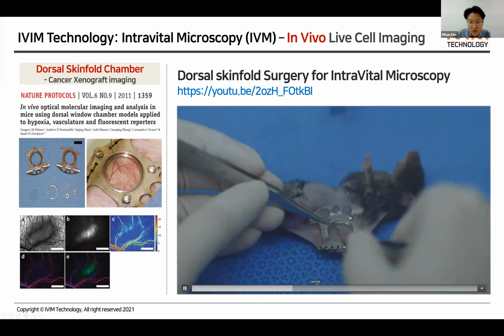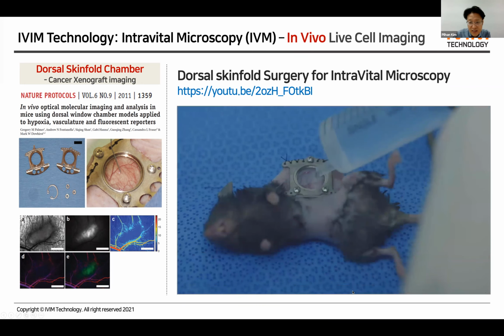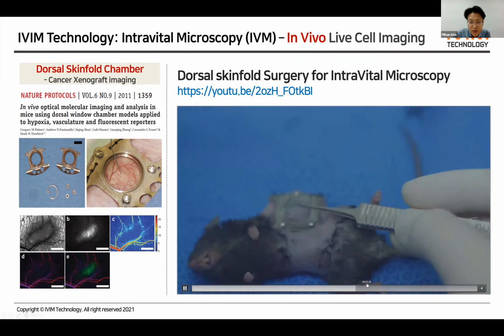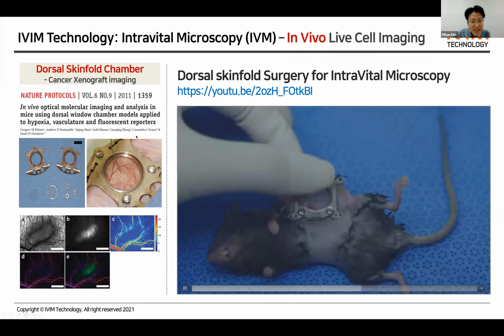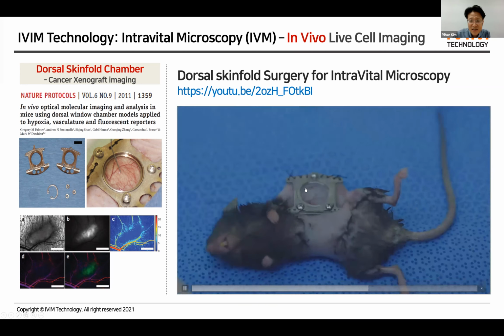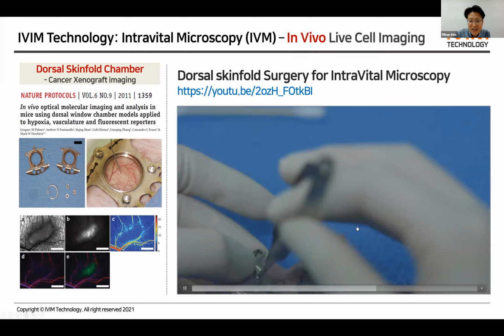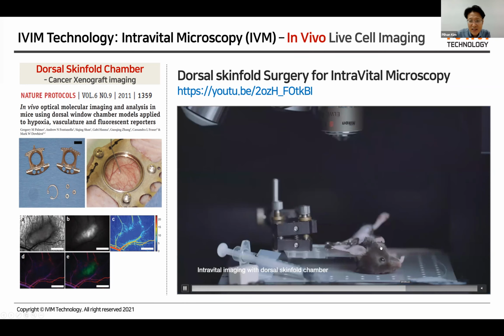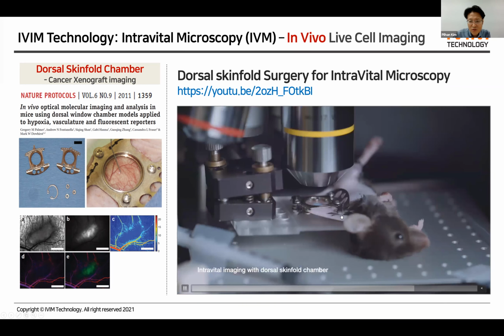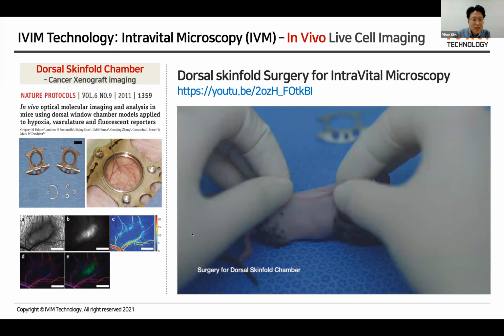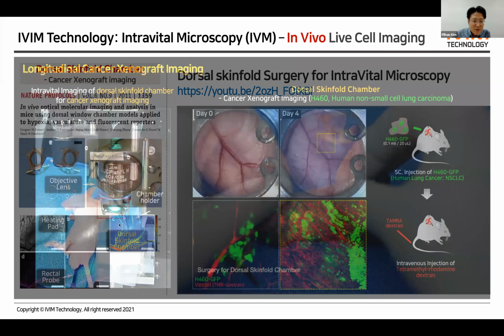And then we expose the subcutaneous tissue like this. After that, we inject the processed cancer cells, and then put the glass slides on to see it. And then we look at the mouse model like this. So this is the real data we can see.